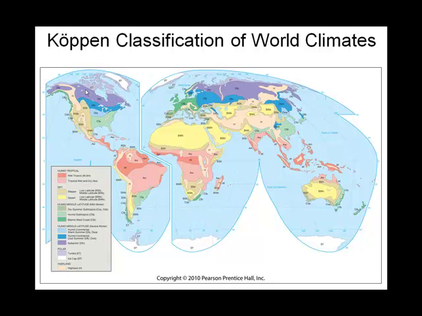All right. So completed with this section, next section we'll be diving into a little bit about each of the climates.